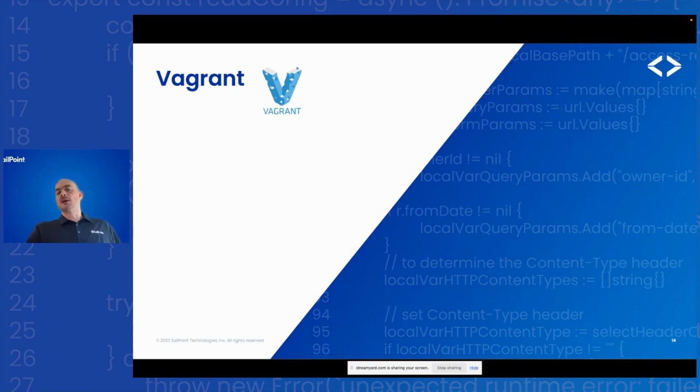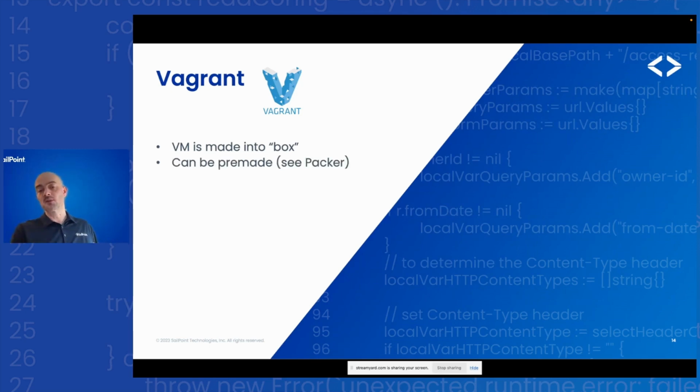So again, I take a step back. We make our VM into a box. This can be either pre-made with Packer, as I mentioned. Packer allows you to create your own VM according to your own specifications and auto install scripts. Or you can download one from the Vagrant online repository.